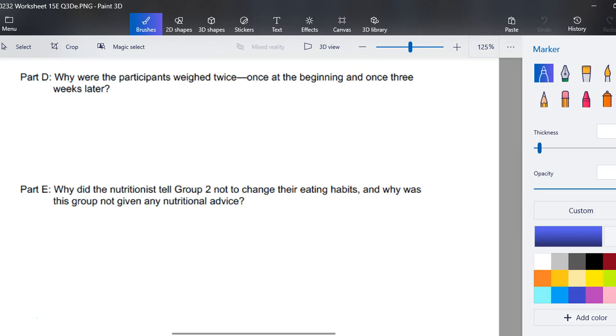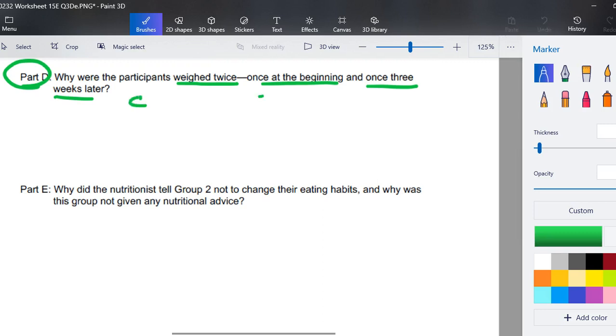So still, examining this study, and as we talked about in class today, picking it apart. Be judgmental, be critical, be thoughtful at what is happening. And do this with everything in your life, but do it professionally, like on Part D. Why were the participants weighed twice, once at the beginning and once 3 weeks later? Well, the researcher wants to see if there is a difference.